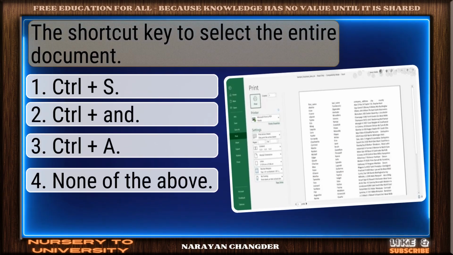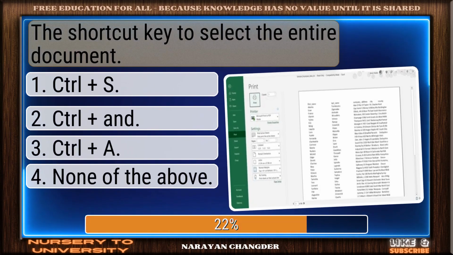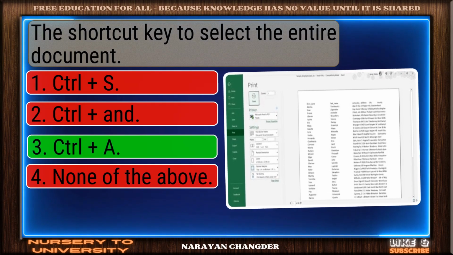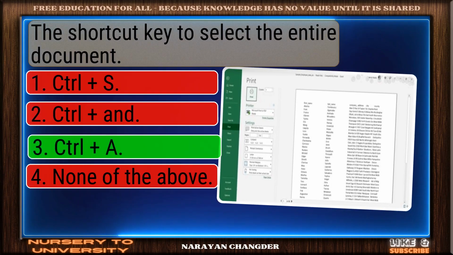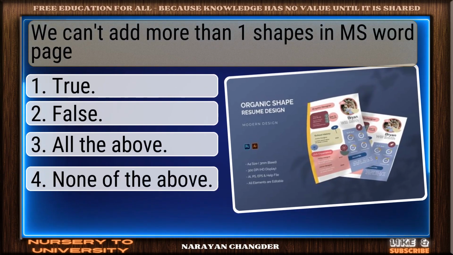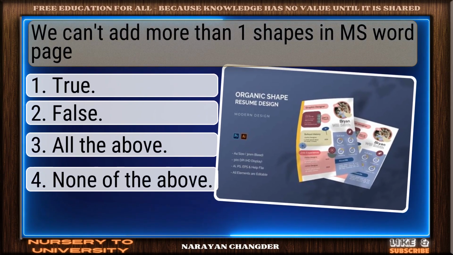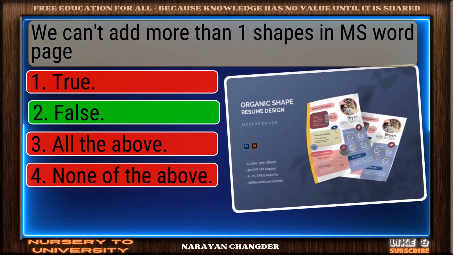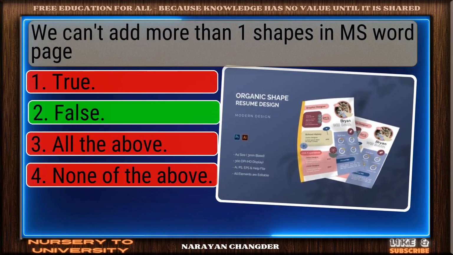The shortcut key to select the entire document. Smart move. Ctrl+A is an accurate answer. We can't add more than one shapes in Ms. Word page. Good thinking. False is the right answer.